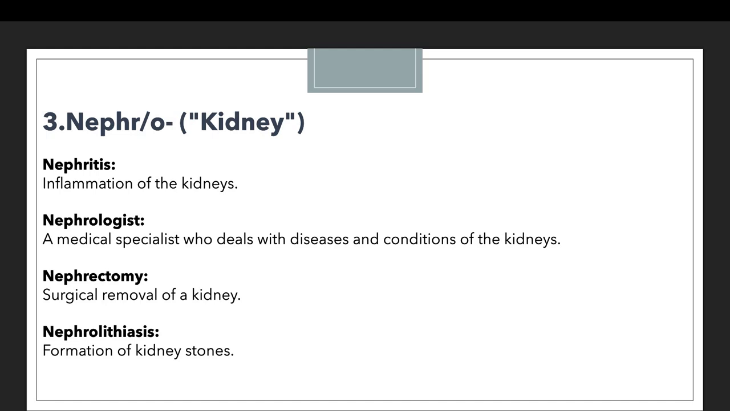Then we have nephrectomy. Nephrectomy means surgical removal of a kidney. Just because of any medical reason, if the kidney is surgically removed, then that thing we will denote with the help of nephrectomy. Again, you can see the suffix ectomy is used to show surgical removal of something.